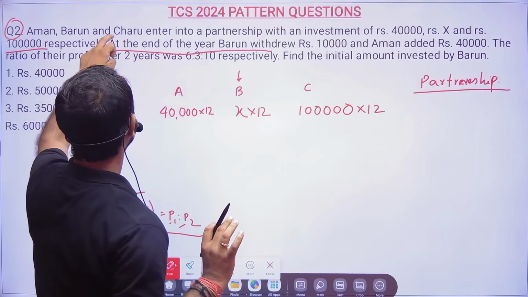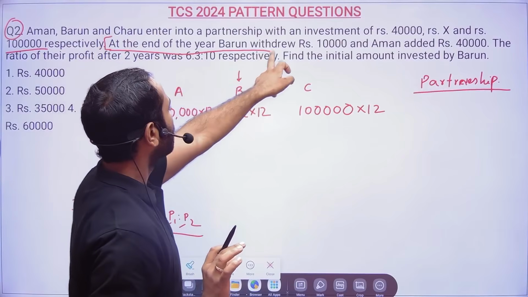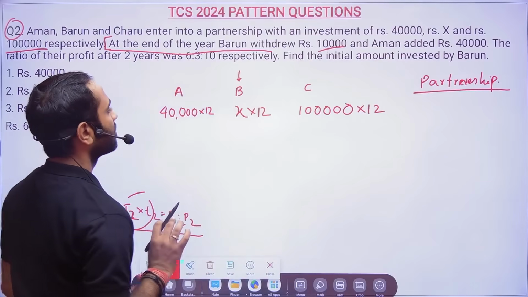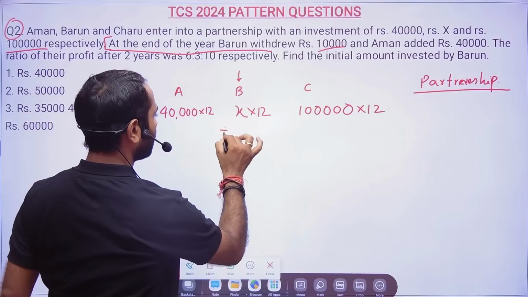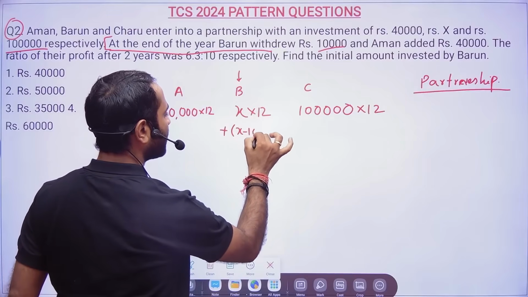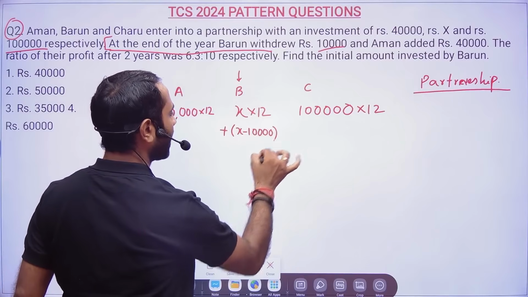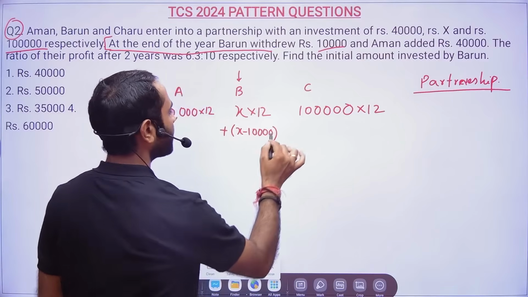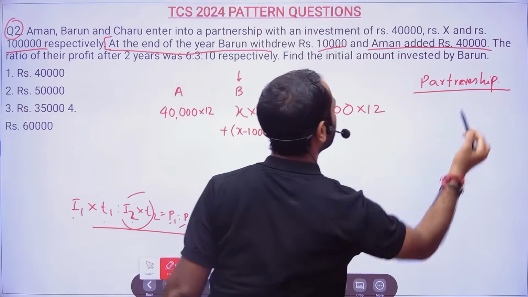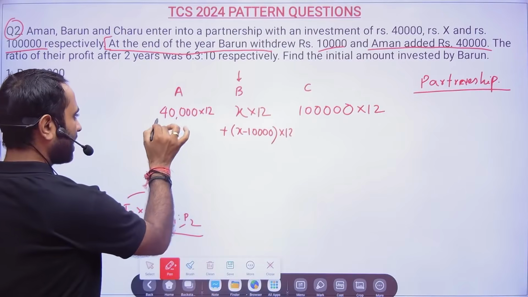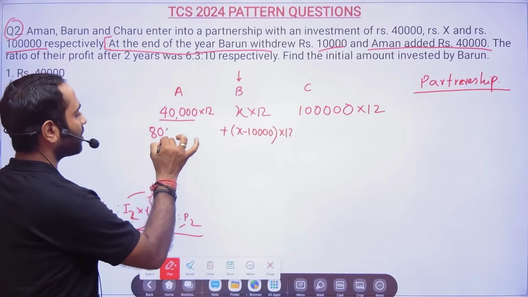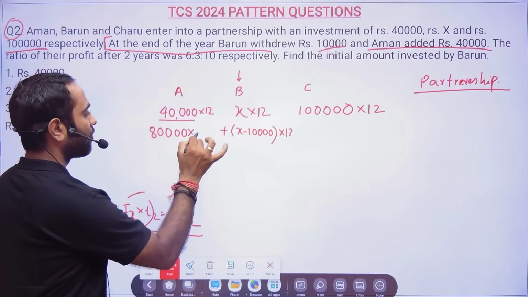Then they are telling that at the end of the year, Barun withdrew 1,000 rupees. So at the end of 1 year, Barun's X rupees, which was invested earlier, now has 1,000 rupees taken off, and again for 1 year he will invest. Aman added 40,000 rupees. Aman earlier had 40,000, and now after 1 year he is going to invest 40,000 more. So it will be 80,000 for another 12 months.